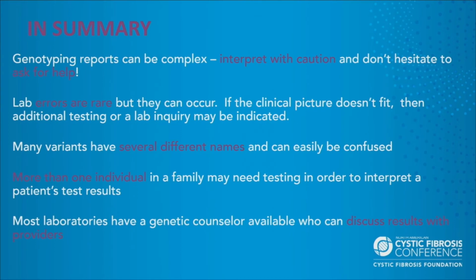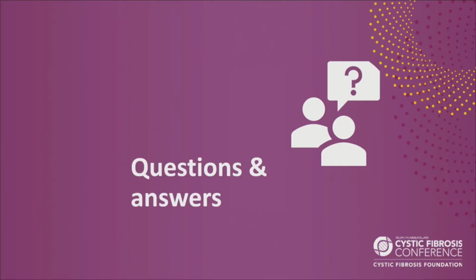As I think we've demonstrated over and over, many variants have several different names and are easily confused, including by insurance companies. You might have to test more than one person in a family in order to interpret your patient's results. And a lot of providers don't necessarily know this, but many labs have genetic counselors available on staff who don't work with patients at all, but are there to help the providers understand the testing that they're doing. So if you have questions, call the lab that did the testing, and they can probably get you in touch with a GC who can help. And that's it.